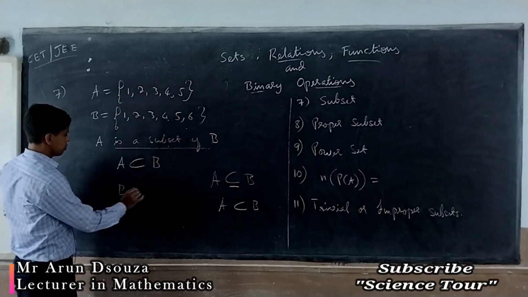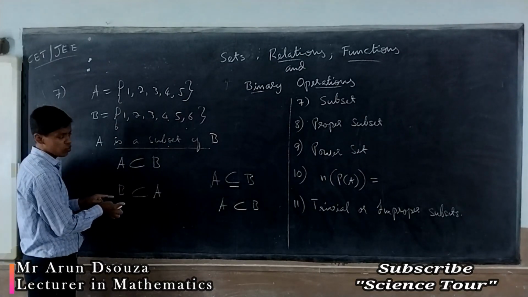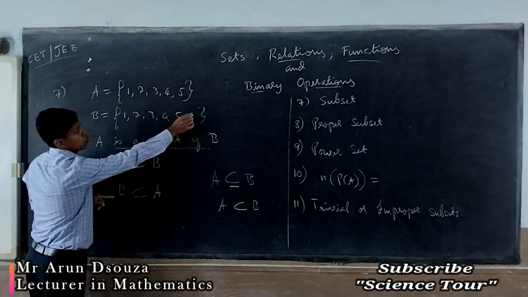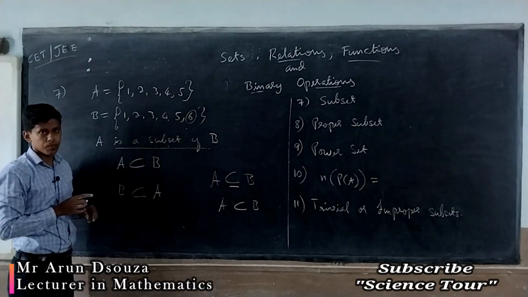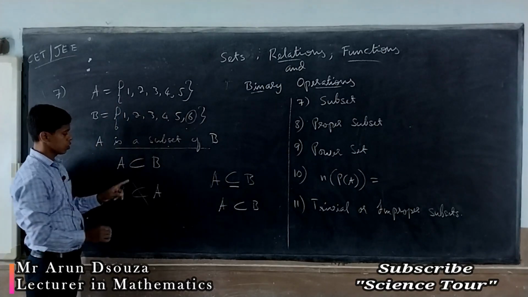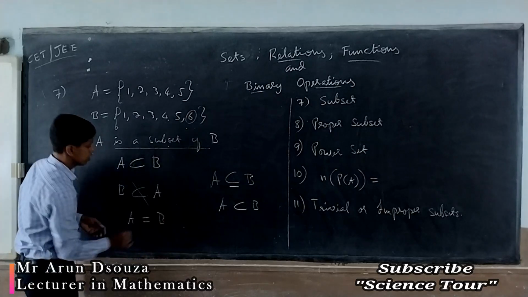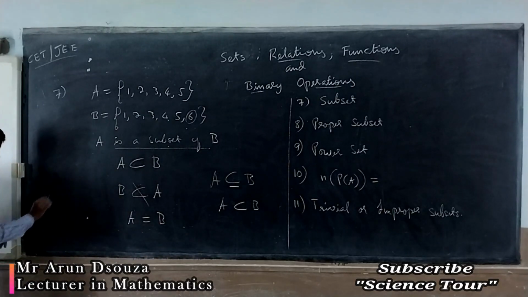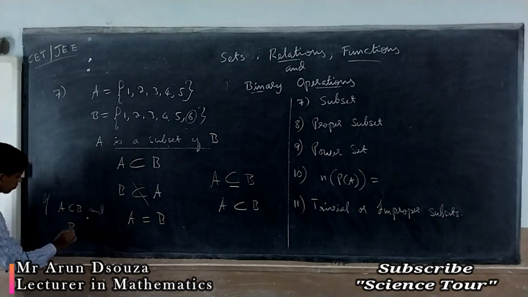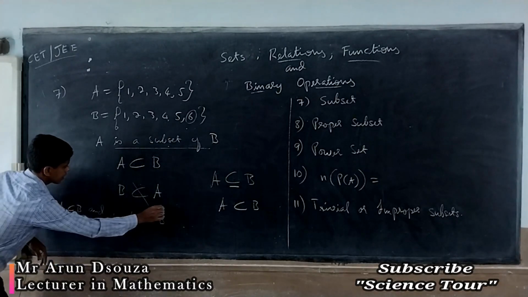Now can you say B is a subset of A? When will B be a subset of A? If every element of B is present in A. Is every element of B present in A? No. The element 6 is not present in A. Therefore, B is not a subset of A. Not a subset is this symbol. Now, do you say A is equal to B? When will A be equal to B? If A is a subset of B and B is a subset of A, then we can say this.